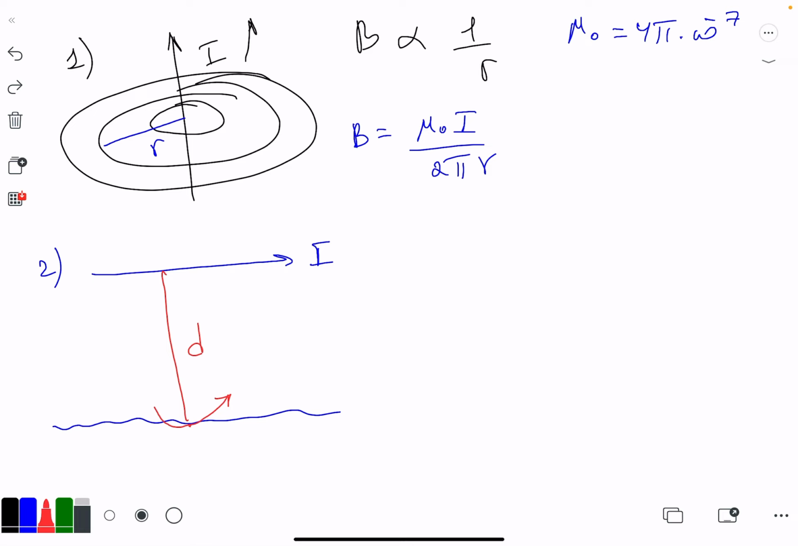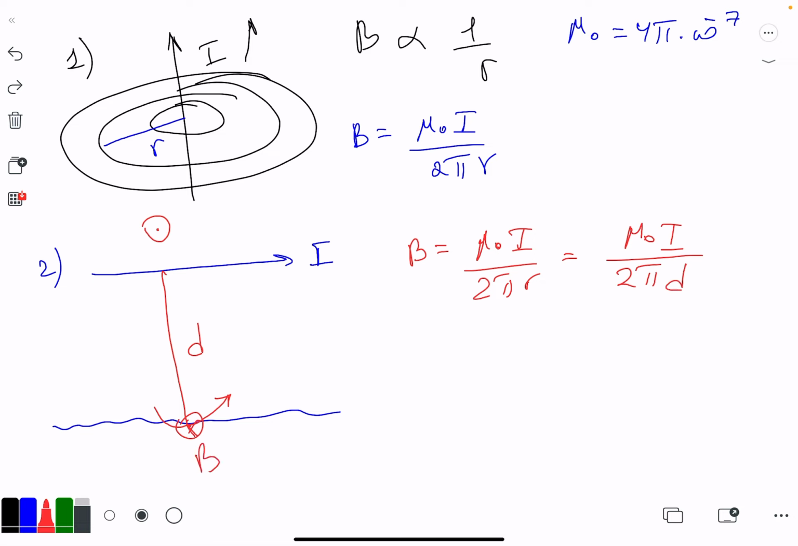Okay, so if you look at that one, then here the magnetic field will be out of the page, and below it will be into the page. Okay, so how can we find it at this distance? So again, using the same formula, B is equal to mu naught current divided by 2 pi r. So in this case, instead of r, we have to use d. So mu naught current over 2 pi d. So we have to find the magnetic field particularly at this point.